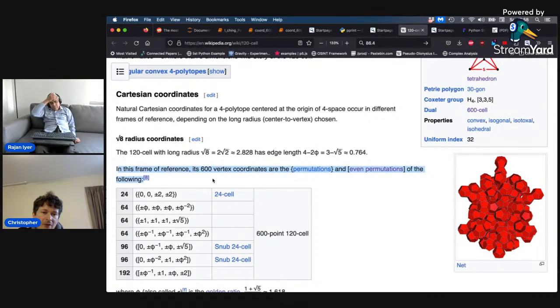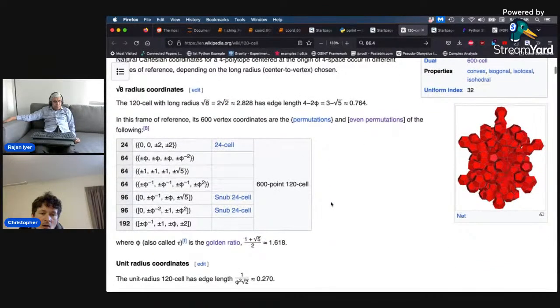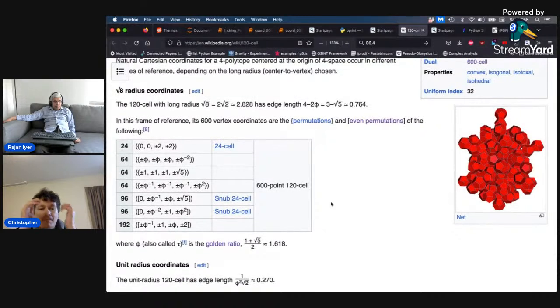So in this frame of reference, its 600 vertex coordinates are the permutations and even permutations of the following. So what do they mean by permutations and even permutations?